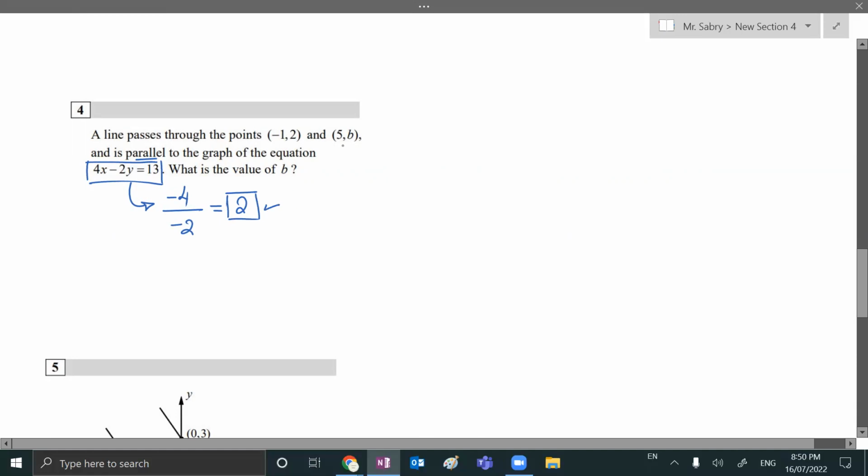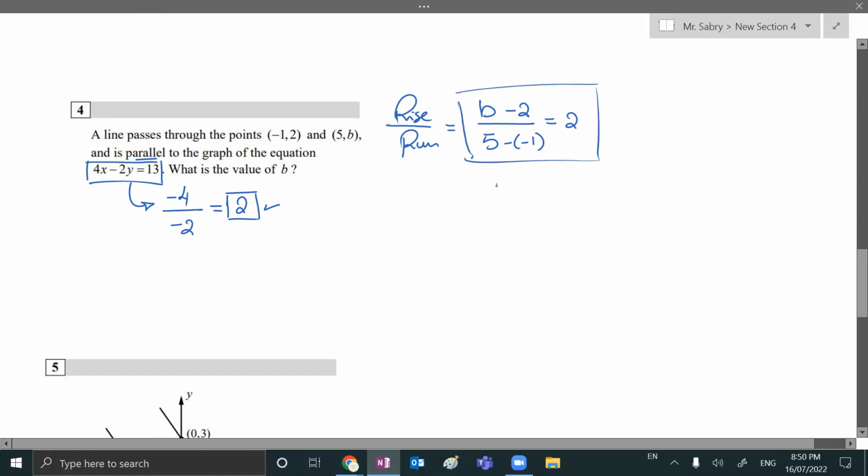Now these 2 points should be on the same line, which means if I calculated the rise over run here, it should still get me 2. So I'll do that. I'll say b minus 2 over 5 minus -1 equals the slope, which is 2. And I'll solve this equation right here. So now b minus 2 is over 6. These are like terms. I can add them together. They'll become 6 equals 2.